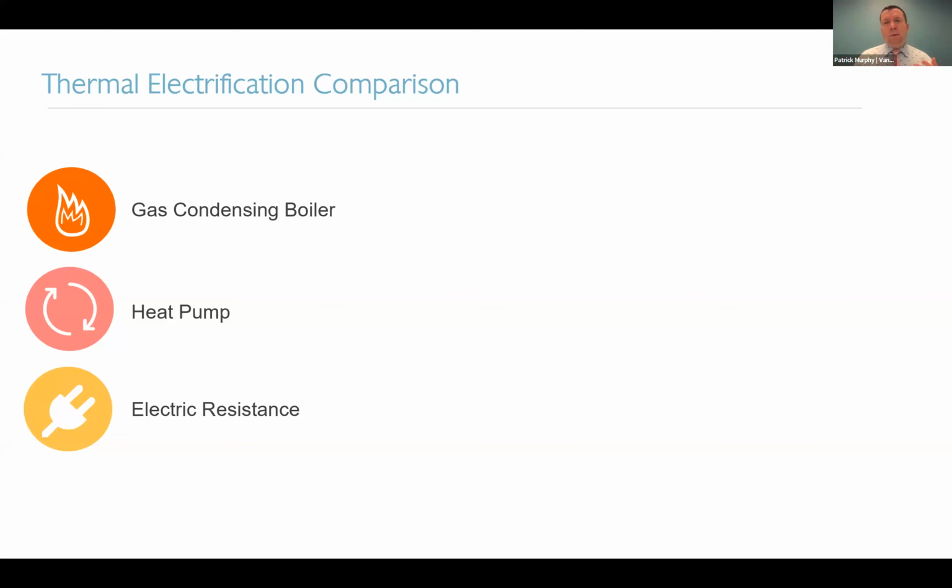You might be familiar with office buildings from the 80s that have electric resistance heating around the perimeter, or even sometimes houses have that in their baseboards. Think of the toaster oven, the glowing filament in a toaster oven. That's electric resistance.